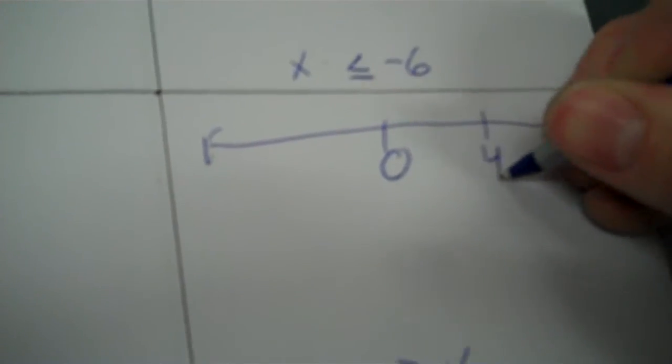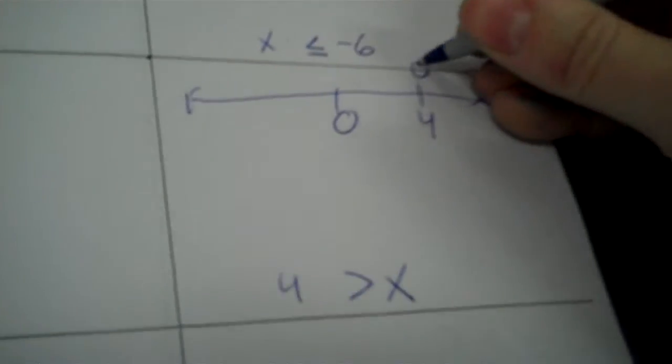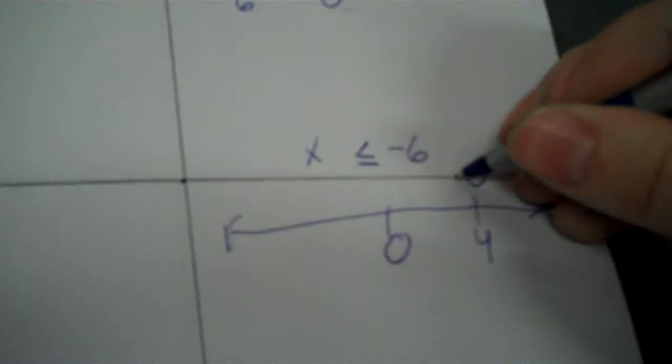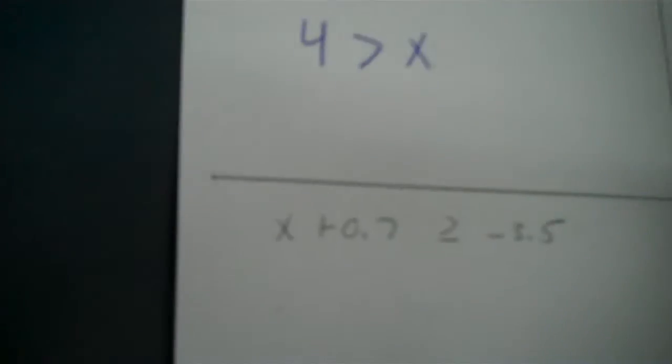Okay, so we have 4. Now, does it open towards a number or is it open towards x? It opens towards a number again, so we want to go this way. Okay, so x can be like 3, 2, 1, 0, anything that way. Okay, got some decimals here, that's okay.